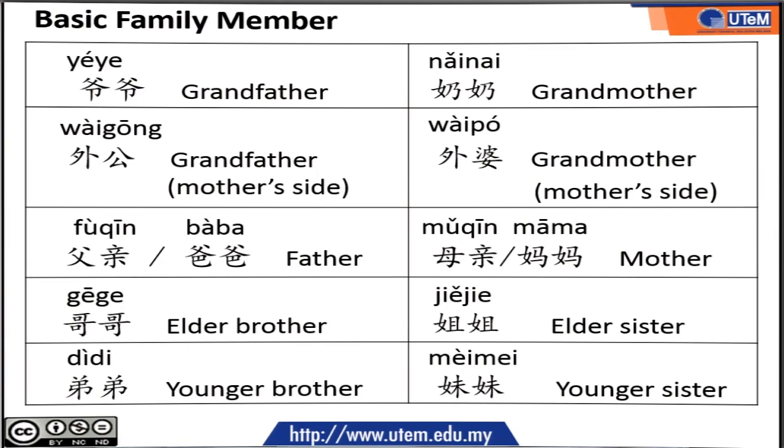父亲 or 爸爸 both means father. 母亲 or 妈妈 both means mother. 哥哥 is elder brother. 姐姐 is elder sister. 弟弟 is younger brother. And 妹妹 is younger sister.